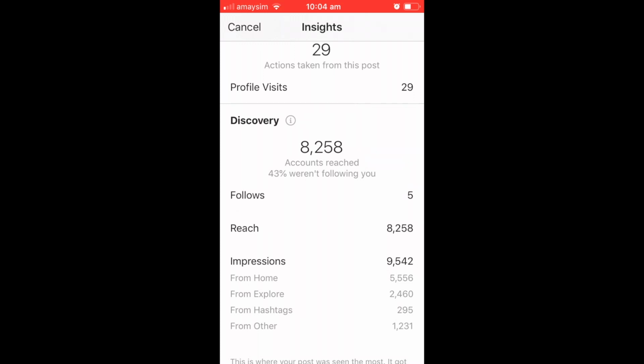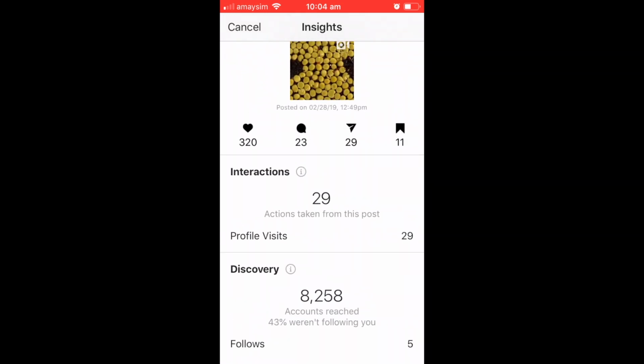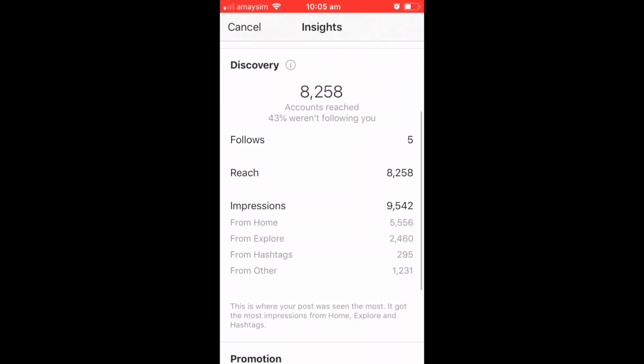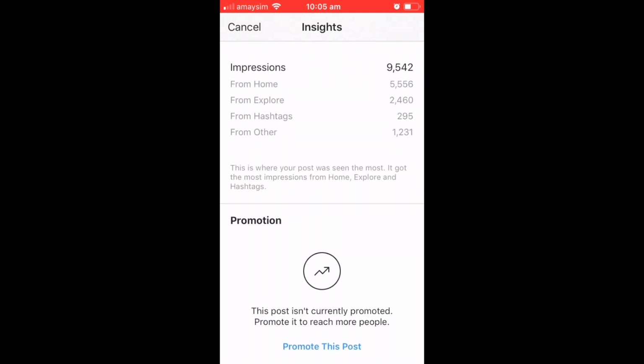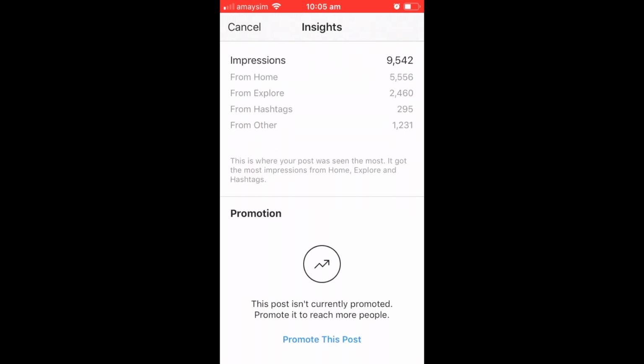Someone also asked me what from profile means. From profile means that people are already on your profile, and they could have come there from another post or from your stories or from discovering you for the first time through you interacting with them in some way, and they're scrolling through your feed and looking at the post from there. So that's a little overview of how to understand post insights and what they mean, and some ways that you can draw some conclusions from it.